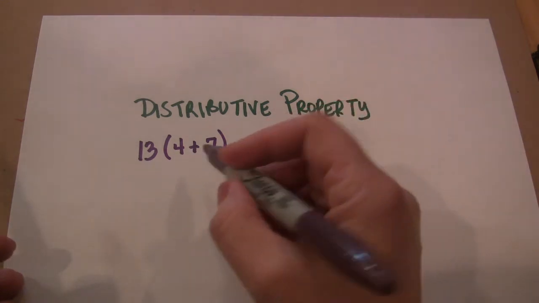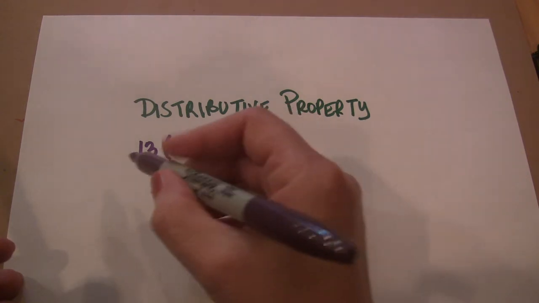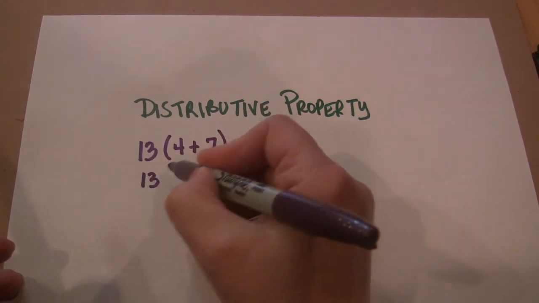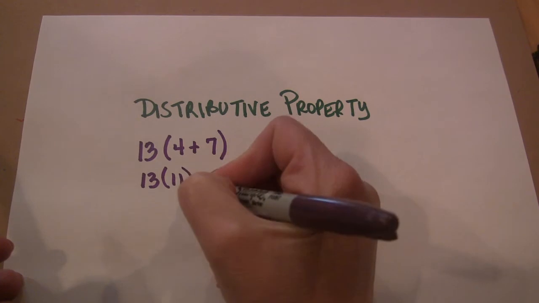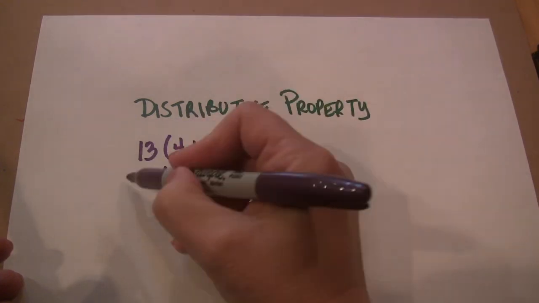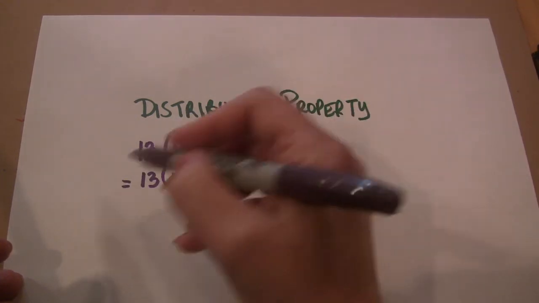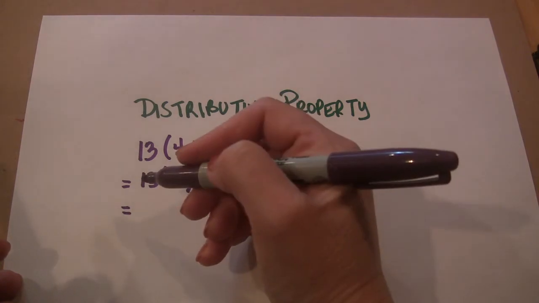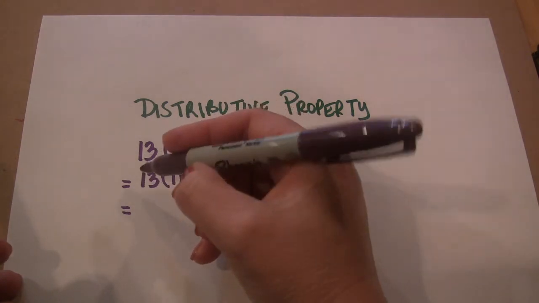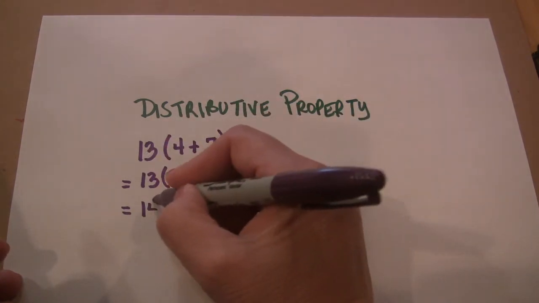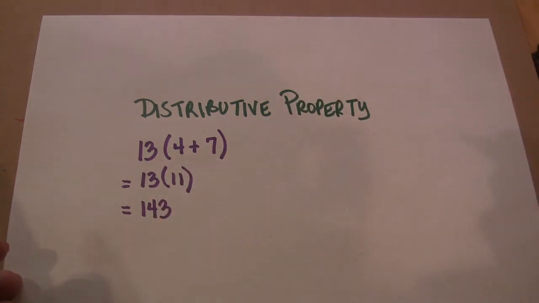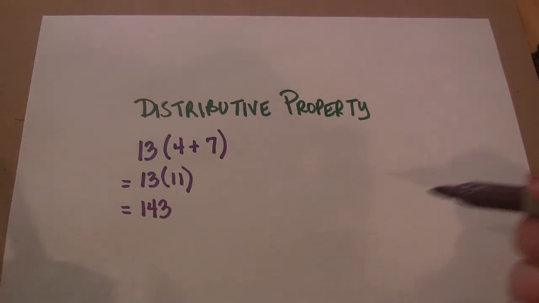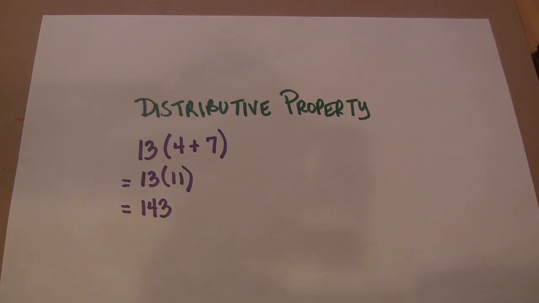Okay, so the first thing that you're going to do is what's in parentheses. And 4 plus 7 we know is 11. So then that gives us 13 times 11. And if you put that into your handy dandy calculator, you get 143. So that problem has an answer of 143.